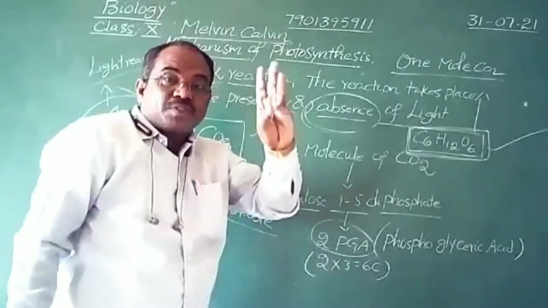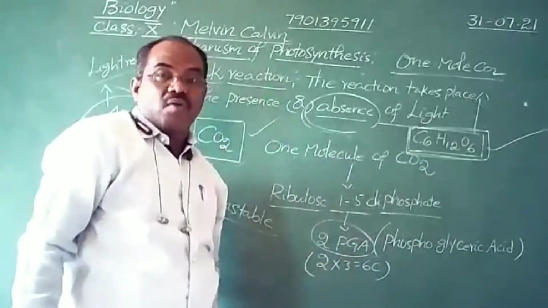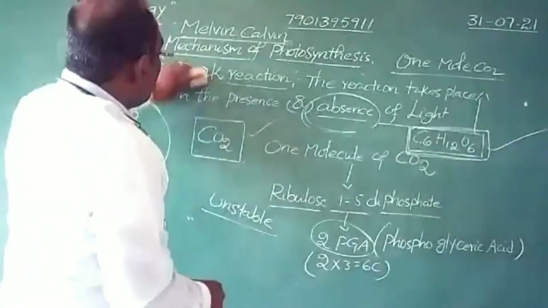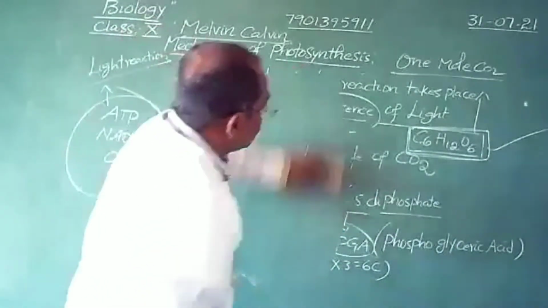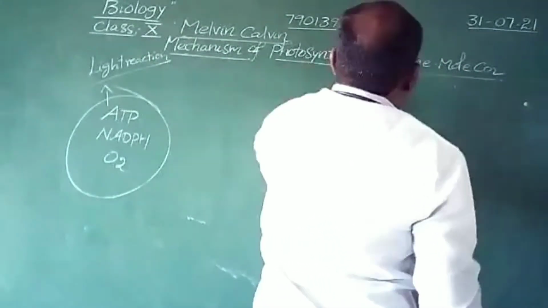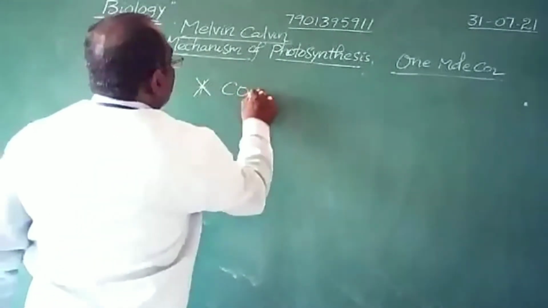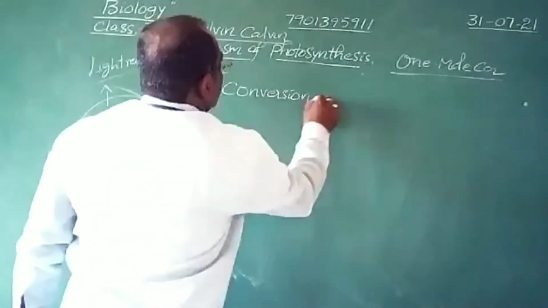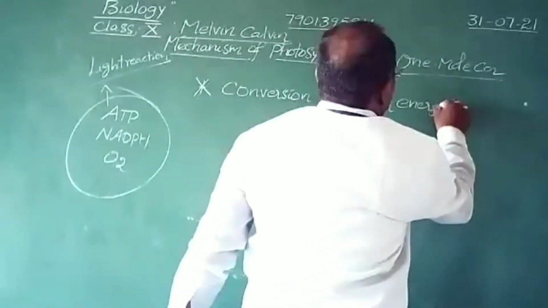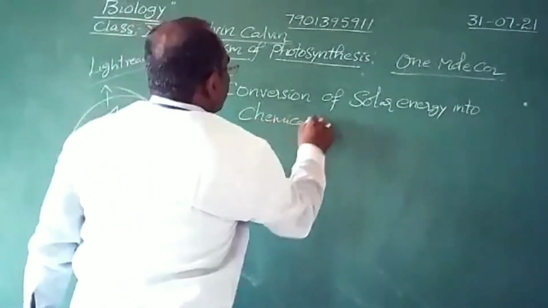3 steps are involved in chloroplast by the process of photosynthesis. 3 steps are involved. First one: conversion of solar energy into chemical bond energy.